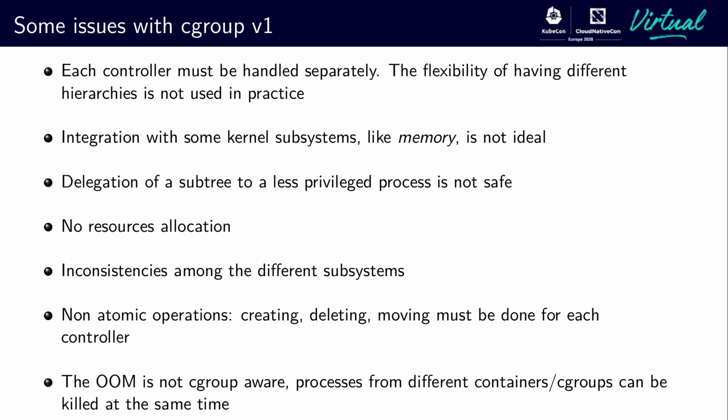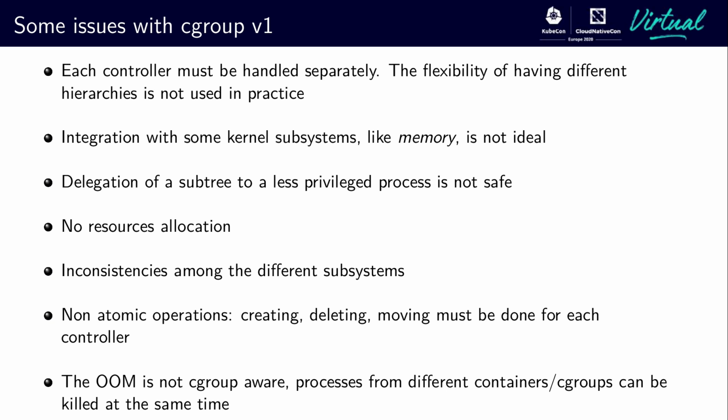So why do we care about cgroup v2 if we can do everything already with cgroup v1? Well, there are some issues with cgroup v1 that ultimately led to having a new version for cgroups. As we saw, each controller must be handled separately, even if this freedom is never used in practice. It is just additional complexity for no real gain. Also, integration with some subsystems is not ideal, and fixing some of the APIs is not possible as it will be a breaking change.